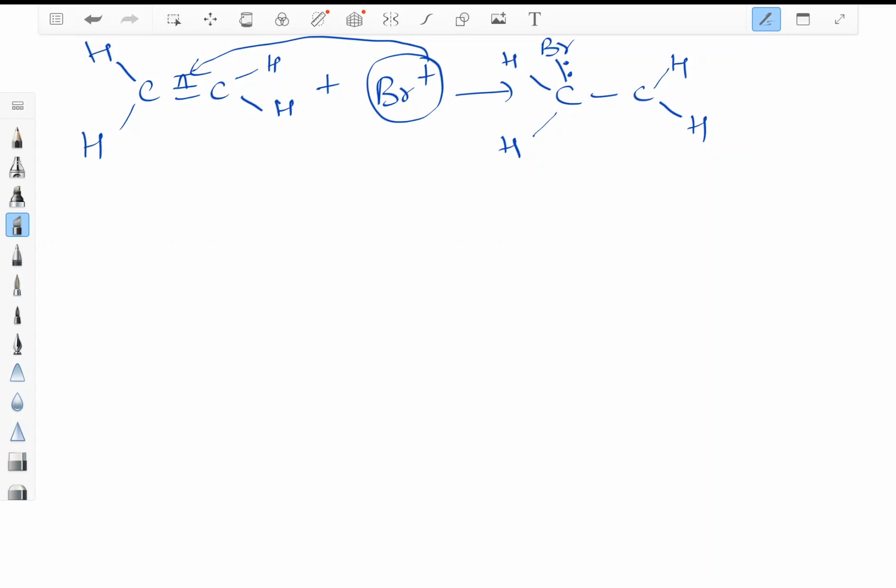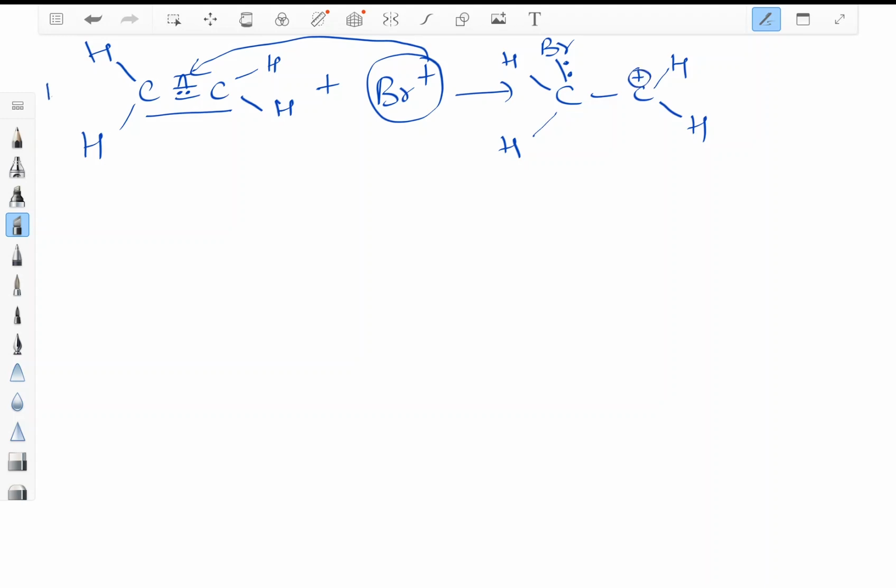This Br can either go here or here. But the bond here, which is the pi electron, was shared equally between these two carbons, and if one carbon is getting this bond and the other is not getting it, that carbon will get a positive charge. I'll tell you once again.